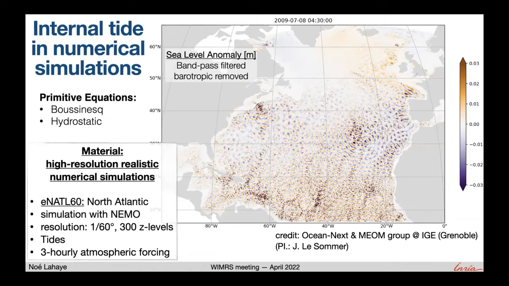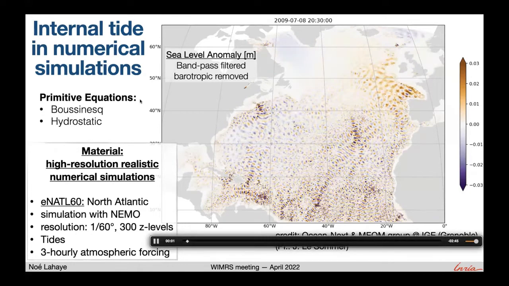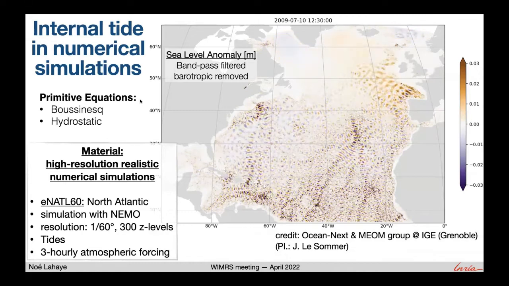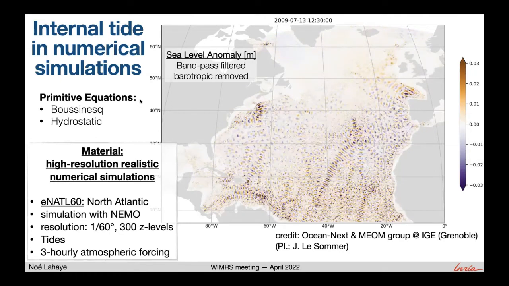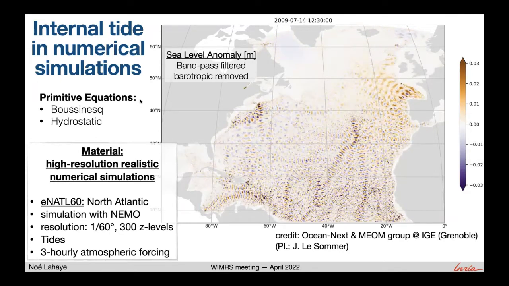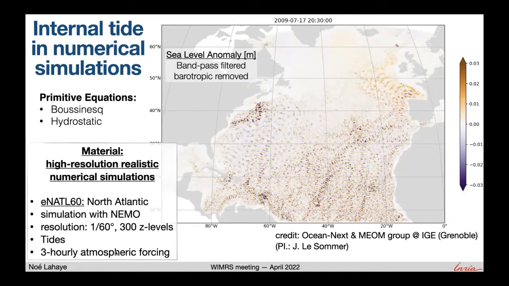It's high resolution compared to a general circulation model, meaning that it solves the Boussinesq hydrostatic equations with a typical horizontal resolution of 2 kilometers in this case, and a few hundred vertical levels. And it's realistic because it has atmospheric forcing, so it also has the mesoscale and so on.